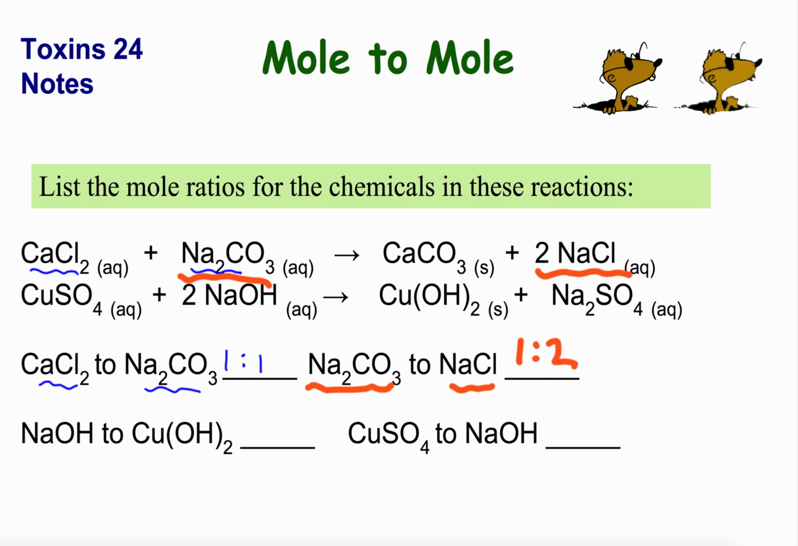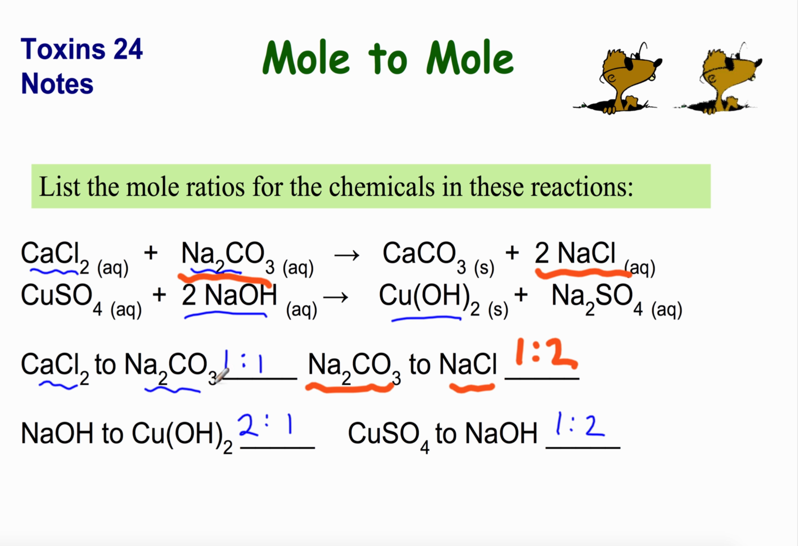Now go ahead and identify the other mole ratios. Press pause because I'm going to go ahead and do it, and then check in to see how you've done. This mole ratio, with NaOH here and copper hydroxide here, is 2 to 1. And this mole ratio here, copper sulfate to sodium hydroxide, is 1 to 2.